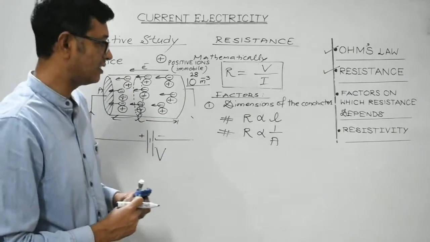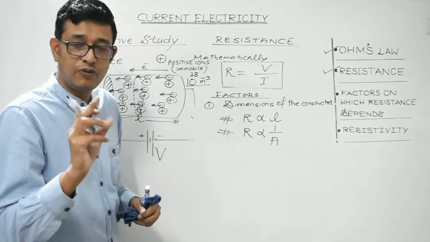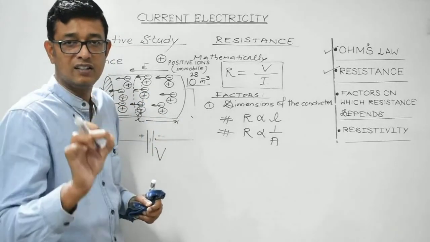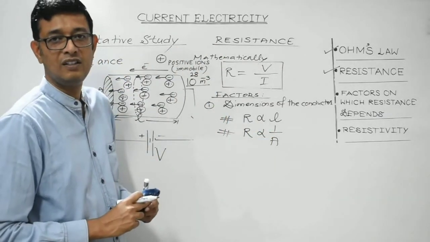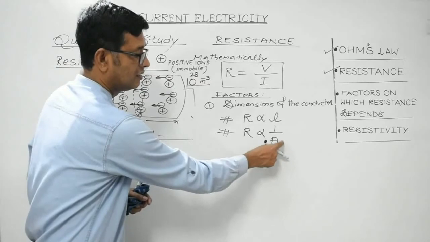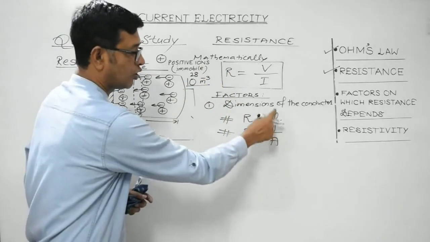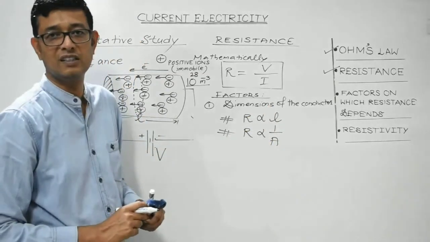What I mean to say is that thick wires offer less resistance. Thin wires offer large resistance to the flow of current. So the smaller the area, the greater the resistance offered. The larger the cross-sectional area of the conductor, the thicker the wire, the lesser the resistance offered by the conductor.